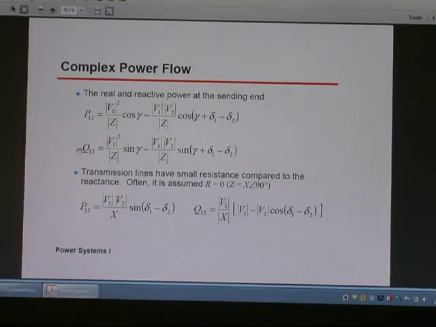Those are the real and reactive power at the sending end, which can be calculated in this equation, and this is the reactive power at the sending end. For the transmission line, the power P12 and Q12 can be calculated this way. Complex power S is real and reactive power at the sending end.